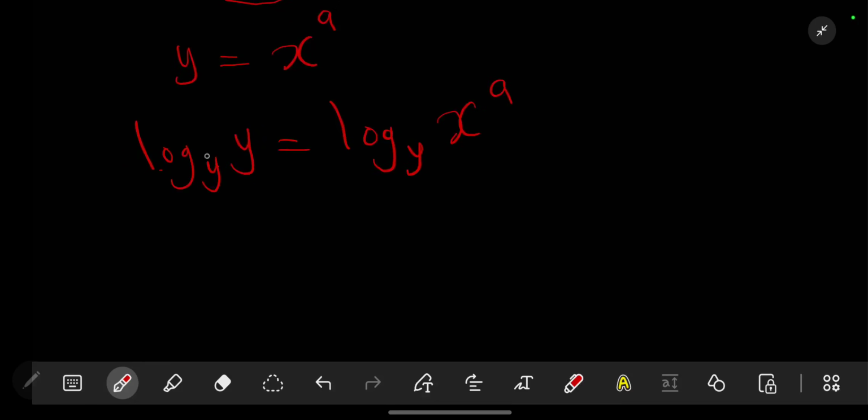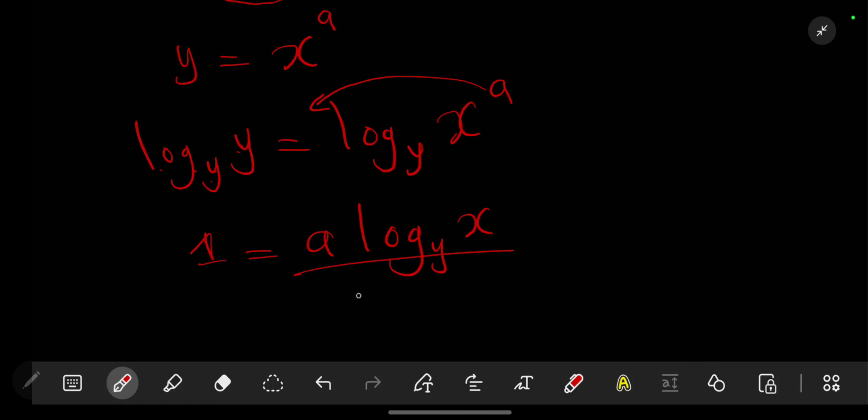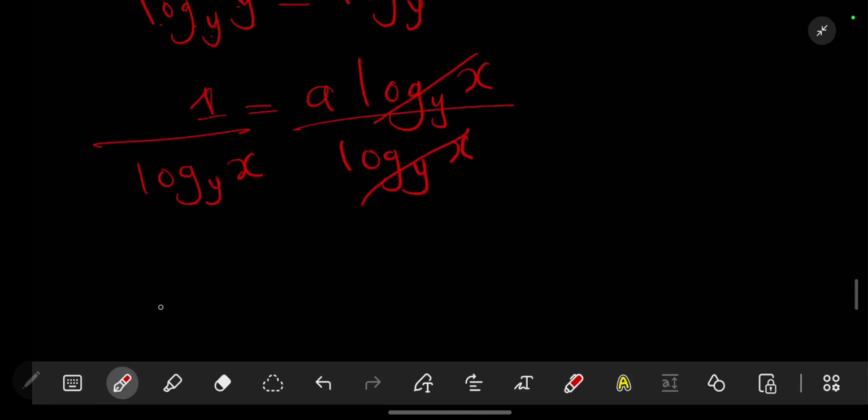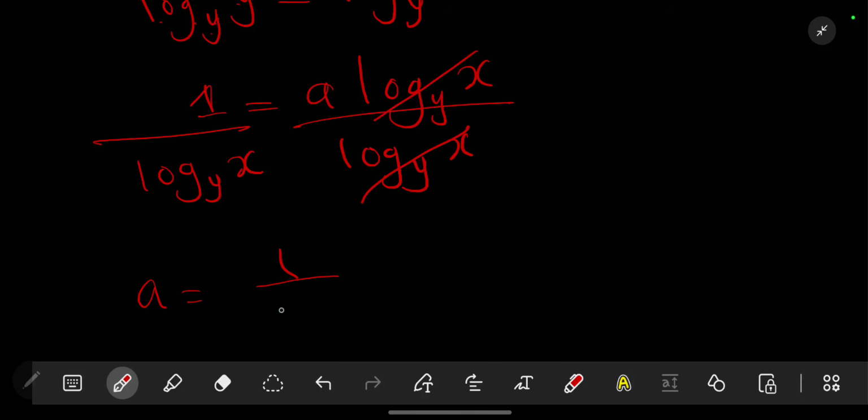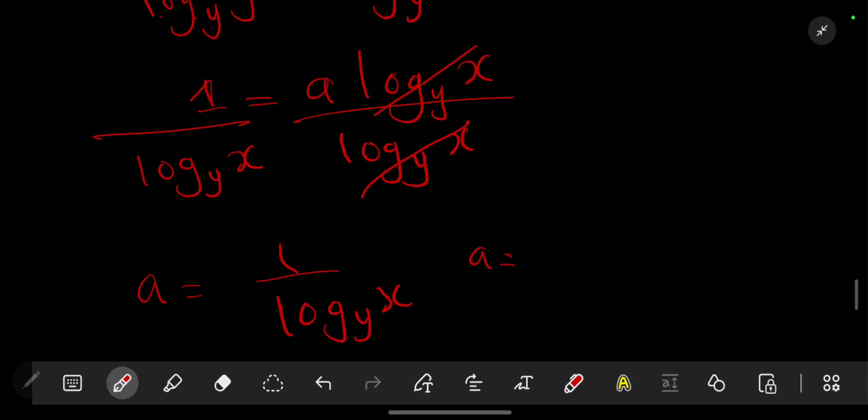Log of y base y is equal to, so log of the same base is equal to 1, so we say 1 should be equal to, we have this a comes down here, so we have a times the log of x base y. So we have log x base y over log x base y, like that. So this is what we have. So our a is equal to 1 over the log of x base y. So remember, a was the one that we equated to be log of y base x.